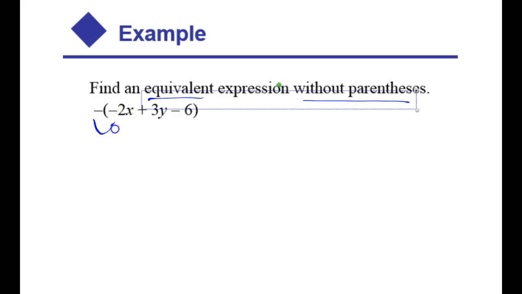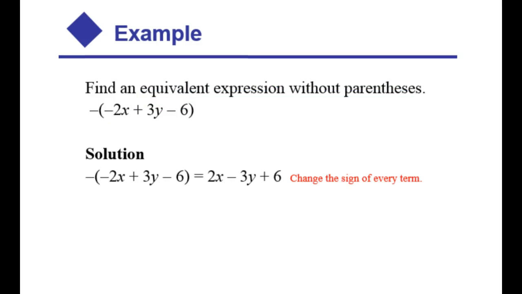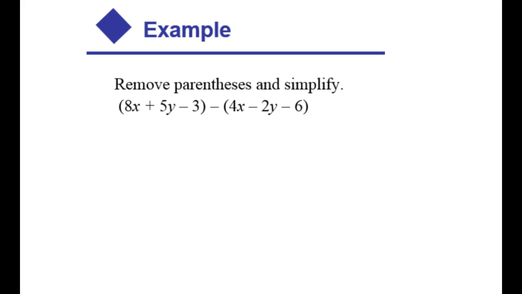So all we have to do is distribute the negative. So again, two negatives make a positive here for positive 2x minus 3y and plus 6, changing every sign throughout. So change every sign of every term.